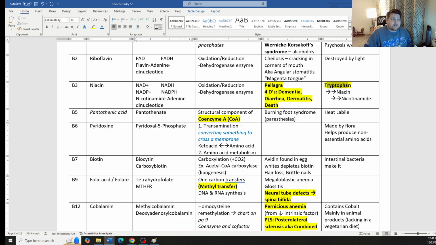Additionally, tryptophan can be used to produce niacin. So if we don't have enough B3 from our food, if we're getting enough tryptophan, we can actually produce our own niacin.